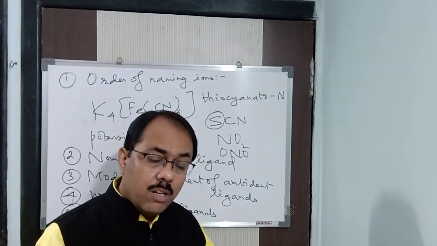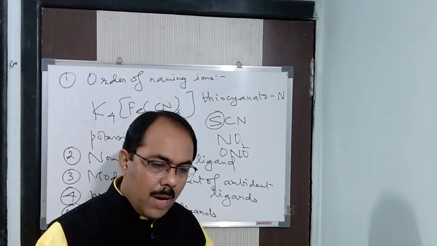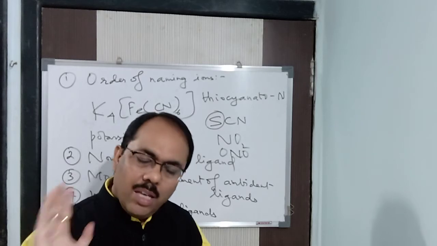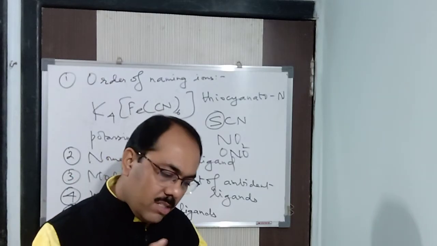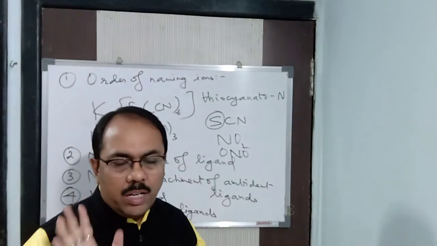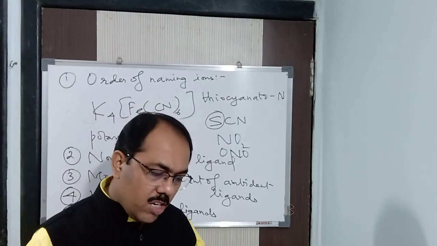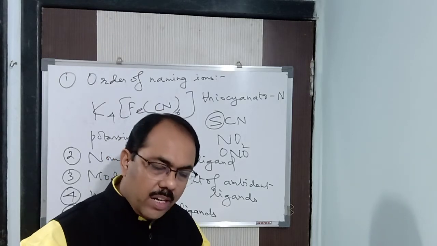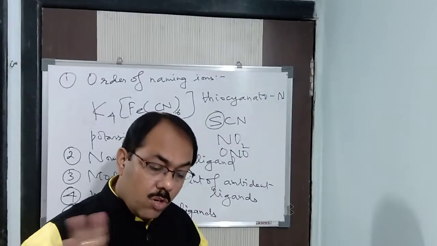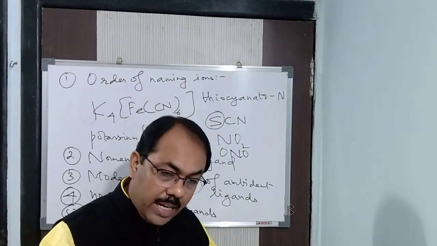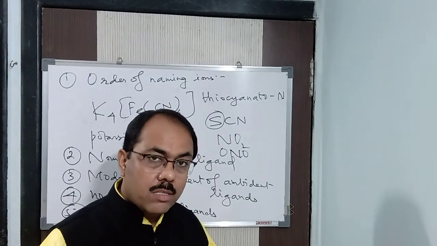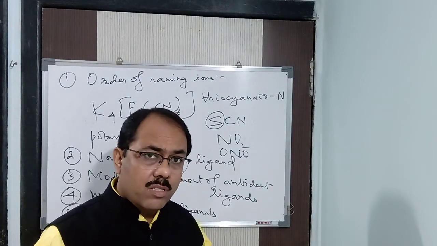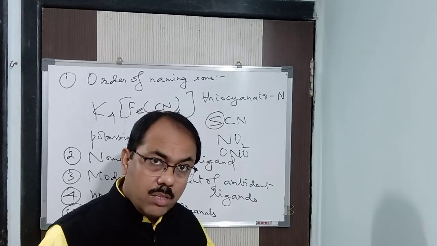But when you write in alphabetical order, bis, tris, tetrakis or di, tri are not included in alphabetical order. As the rule you have studied in class 11 in nomenclature, similarly here also, you have to remember it. While writing the IUPAC name, the order of the ligands should be in alphabetical order. And while writing the alphabetical order, bis, tris, tetrakis or di, tri, tetra, penta, these numerical prefixes are not included. Got it?